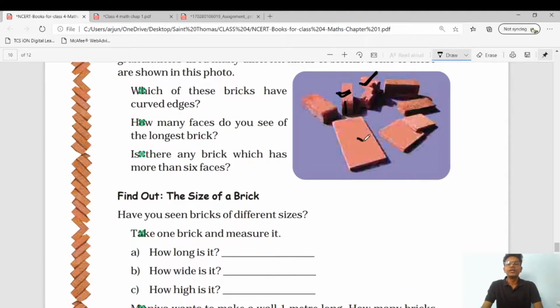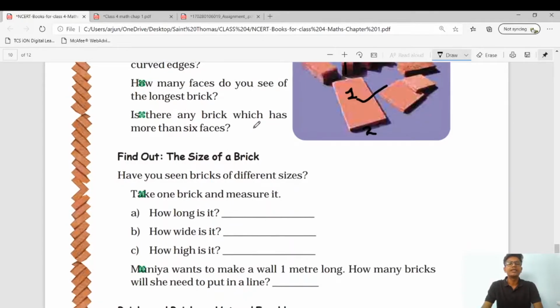How many faces do you see of the longest brick? Here is your longest brick and you will see two faces. This is one and this is two. No other faces will be seen. Is there any brick that has more than 6 faces? No. No brick can have more than 6 faces.